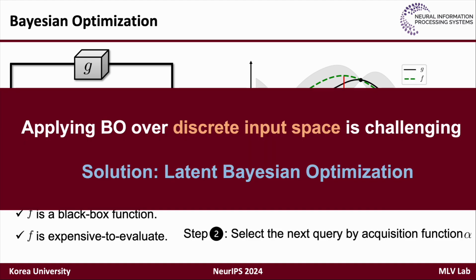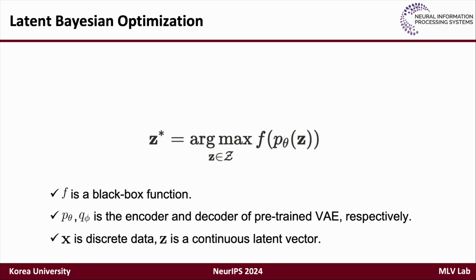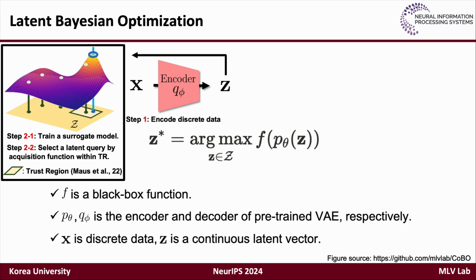Even though BO shows superior performance over continuous input space, applying it over discrete input space is quite challenging. To address this issue, latent Bayesian optimization has been proposed. Given the objective function f and the pre-trained decoder p zeta, LBO aims to search optimal latent vectors that maximize the composite function of f and p zeta. To solve this problem, we first encode discrete data into latent space. Next, same as standard BO, we train a surrogate model and select the latent query by acquisition function.